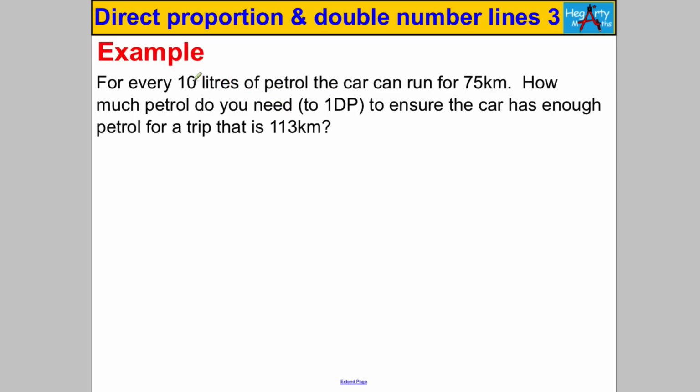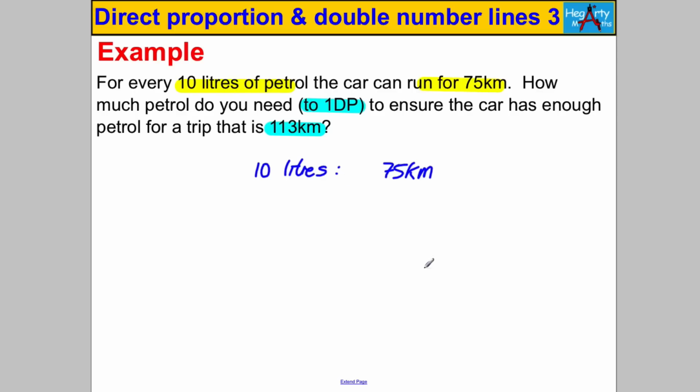Right, here we're told that for every 10 litres of petrol the car can run for 75 kilometres. It says how much petrol do you need to 1 decimal place to ensure the car has enough for a trip that is 113 kilometres. So let's write our rate. We know that 10 litres gets us 75 kilometres in the car. These two are proportional to each other because as your litres goes up, how far your car can go goes up by the same ratio or rate.